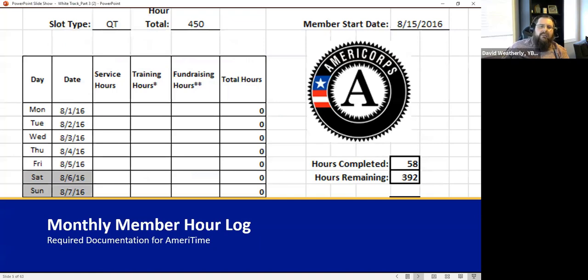So speaking of the member hour log, this is a required piece of documentation for AmeriCorps. We do ask that you use our template, and we're going to walk through the value of the template in a second. If you would like to use something other than our template, please talk to your portfolio manager so that we can see what you're using and make sure it meets all of the AmeriCorps requirements.